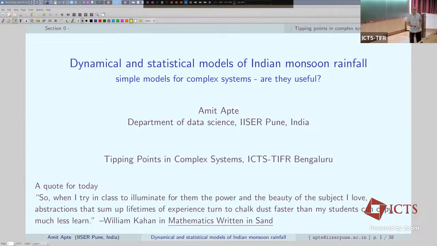Thanks a lot. Thanks to Vishu and all the organizers for giving me an opportunity to talk about a topic about which I know very little. So I learned a lot in the last week. Unfortunately, I couldn't be here the week before. I would have loved to. I listened to the pedagogical lectures and they were very useful to me. So thanks.